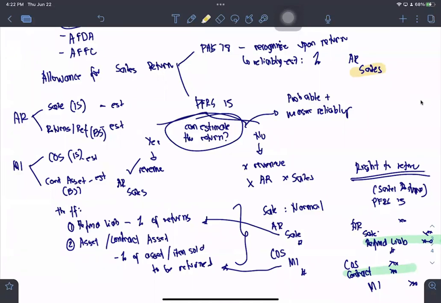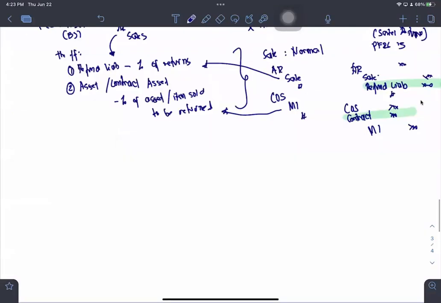So once you can recognize the sale, you will also recognize the following. What else do you recognize? The refund liability for the percentage of returns and the asset or contract asset for the percentage of asset to be returned based on the estimation of return. So that is for allowance for sales return. Next, we proceed to allowance for freight charge.